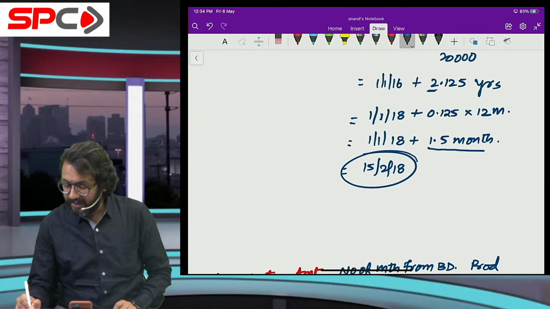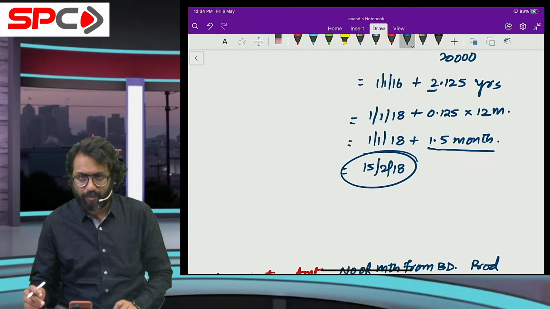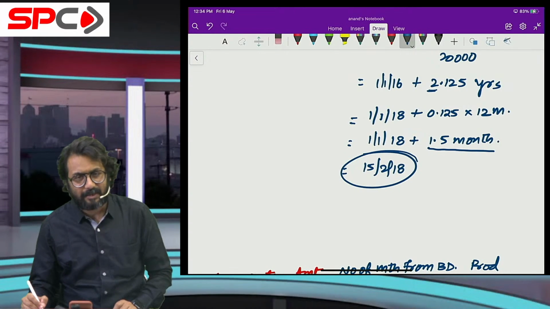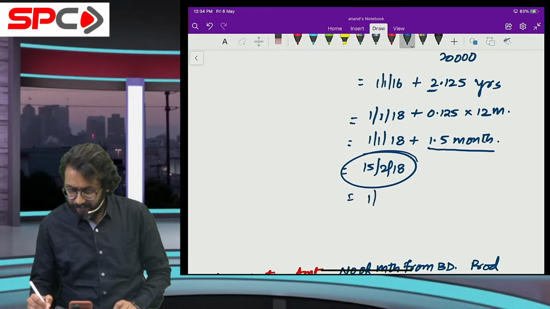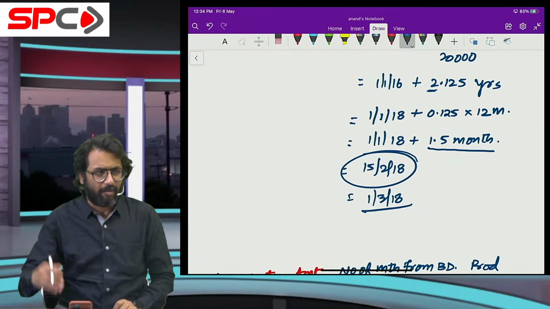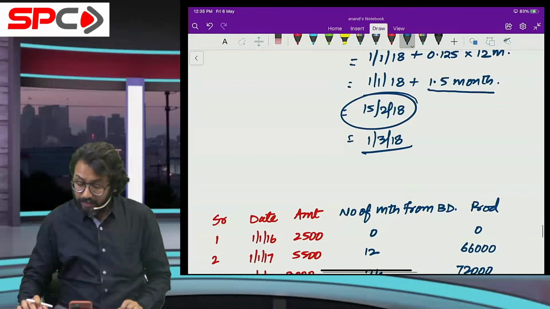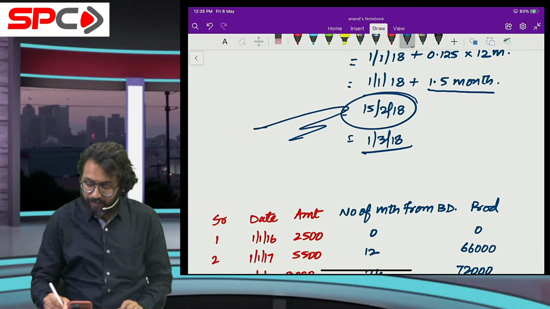Because, my dear friend, if I round off 1.5 months to 2 months, I'll get the date as 1st March 18. If it is above 0.5, what do we do? We round it off to the next. Say yes. And what is more accurate? More accurate is 15th February.